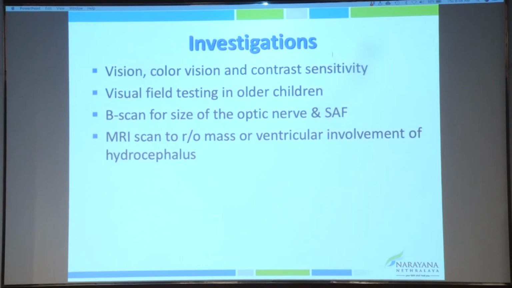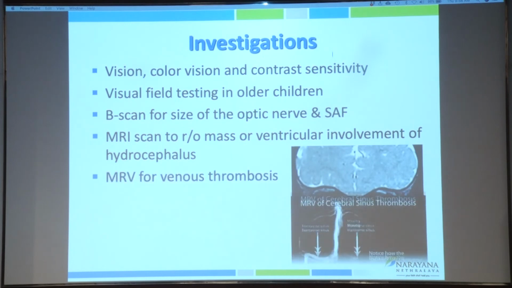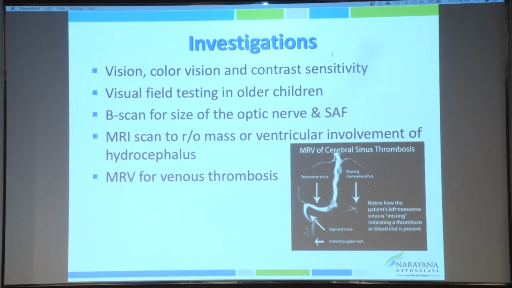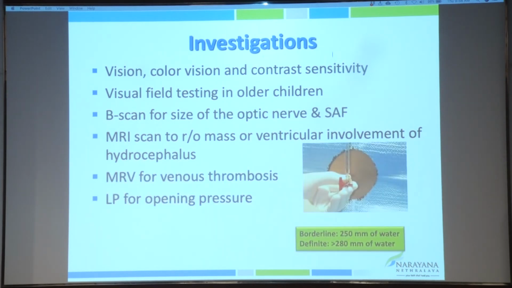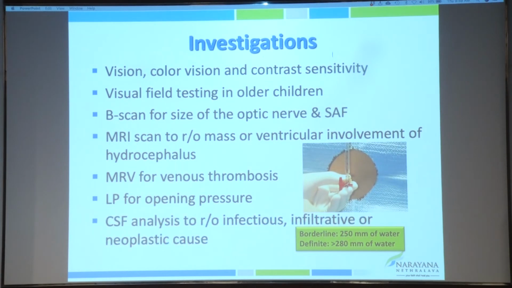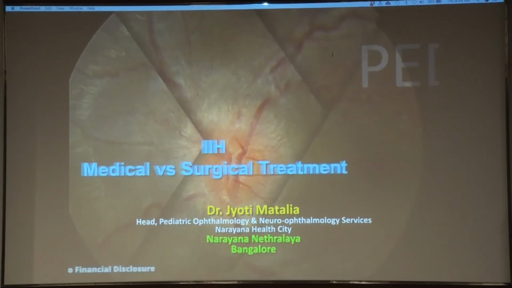Then you need to get an MRI done to rule out the mass, because that could be one cause, and ventricular involvement of hydrocephalus, which is commoner in children, as you can see here. MRV for venous thrombosis, and finally LP for opening pressure. So here we do LP for detecting the opening pressure. We also do the analysis, but usually it is normal. Now when the opening pressure is more than 250, that is borderline, but definitive is more than 280 millimeters of water, you confirm that the patient basically has a pediatric IIH.